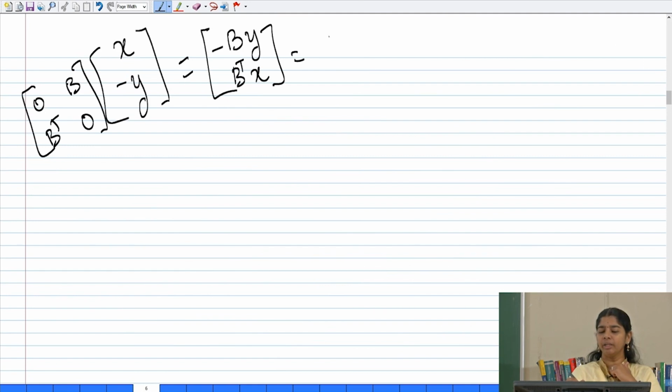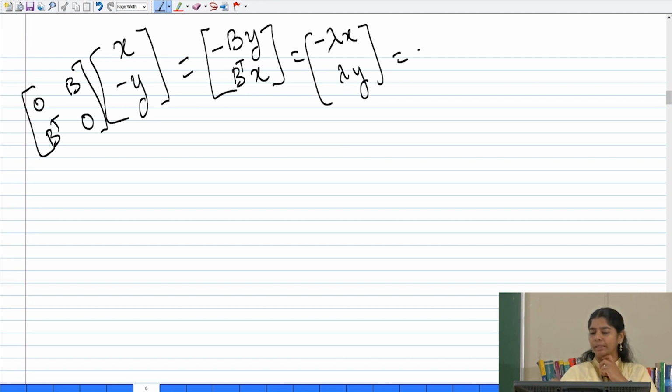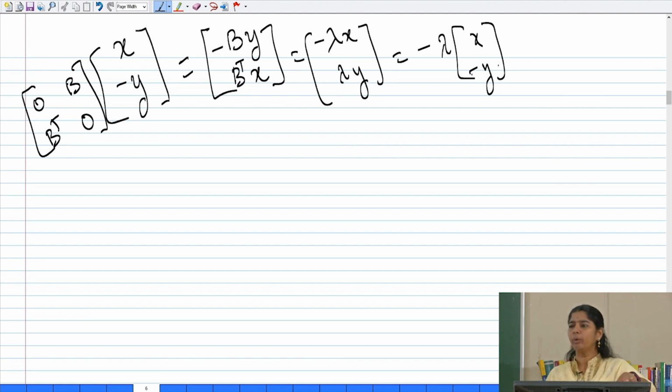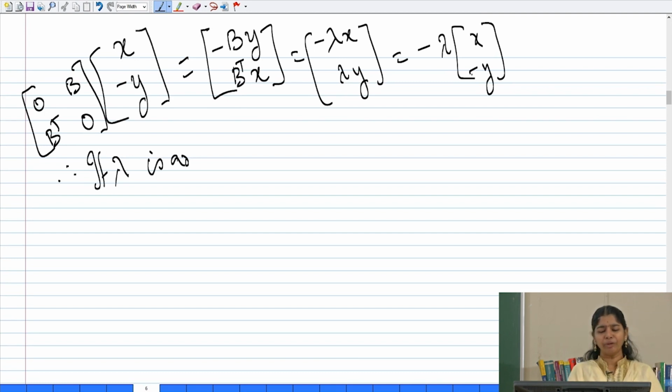So, putting it back here, this is minus lambda x, and this is lambda y. Pulling minus lambda out, you get (x, minus y). So, starting from the adjacency matrix applied to a vector, we have arrived at minus lambda times the same vector. So, we can see that minus lambda is an eigenvalue with the corresponding eigenvector being (x, minus y). Therefore, this is going to happen for however many times this lambda repeats.